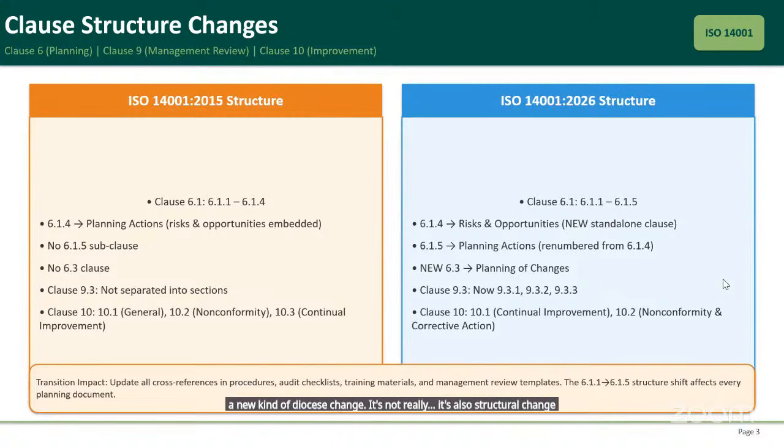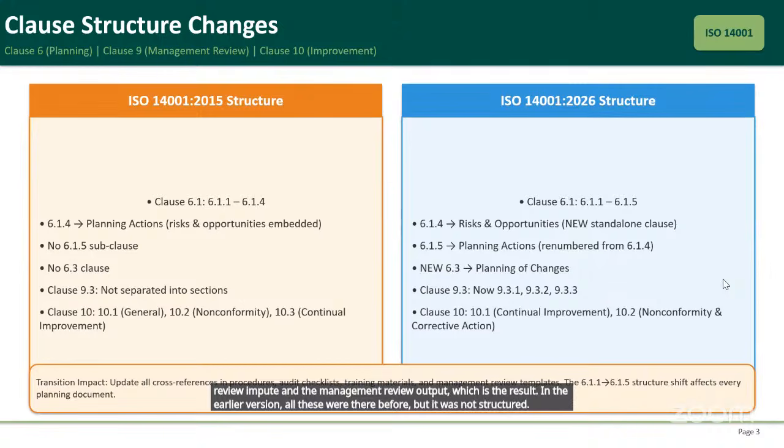In the earlier version, we had three subclauses: 10.1, 10.2, and 10.3. Let me go back to 9.3. 9.3 now has 9.3.1, 9.3.2, 9.3.3. Structurally, they just restructured it properly to include the general statement, the management review input, and the management review output, which is the result. In the earlier version, all these were there, but not structured.